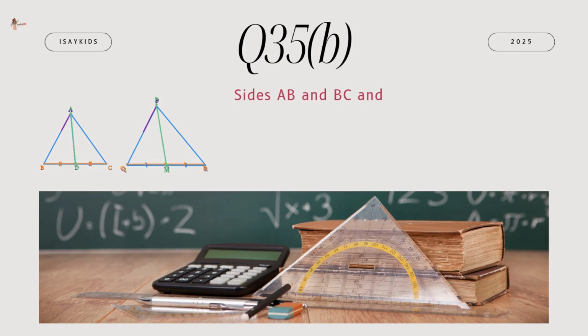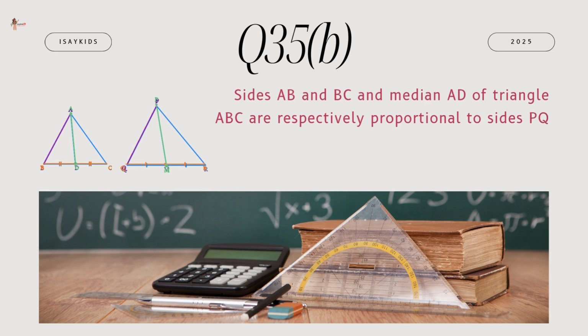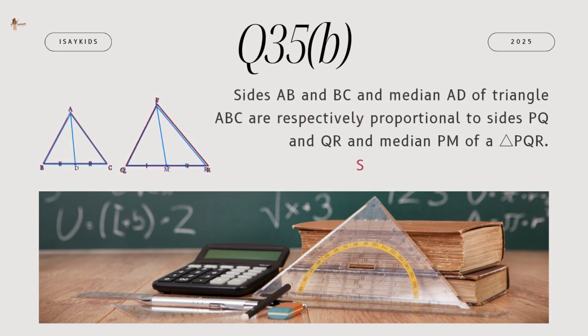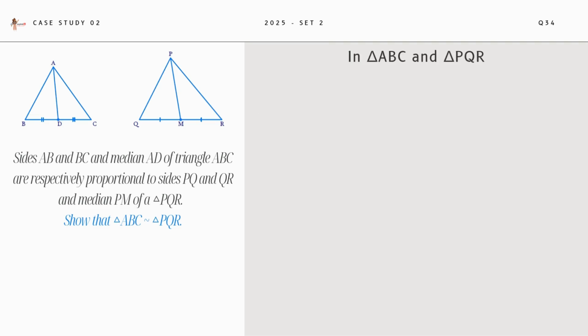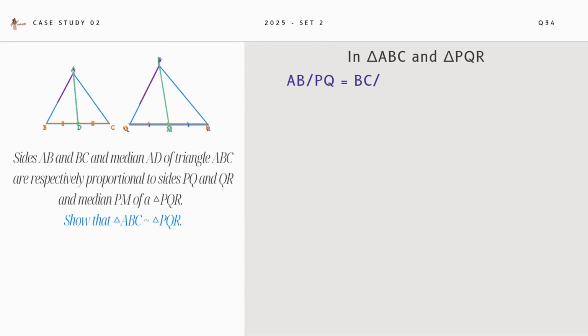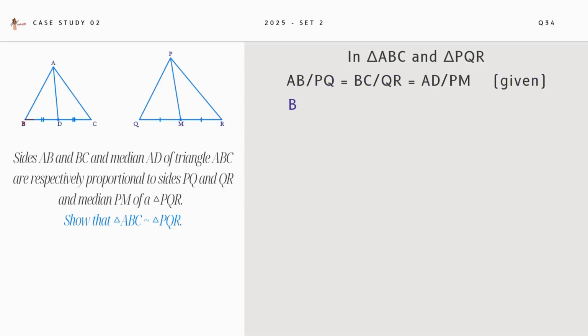Sides AB and BC and median AD of triangle ABC are respectively proportional to sides PQ and QR and median PM of a triangle PQR. Show that triangle ABC is similar to triangle PQR. In triangle ABC and triangle PQR, AB upon PQ is equal to BC upon QR is also equal to AD upon PM. This is given.